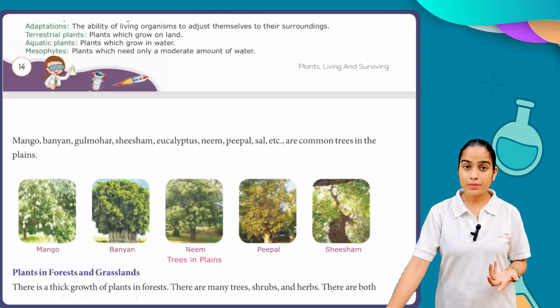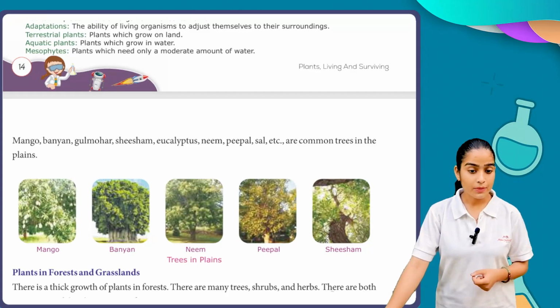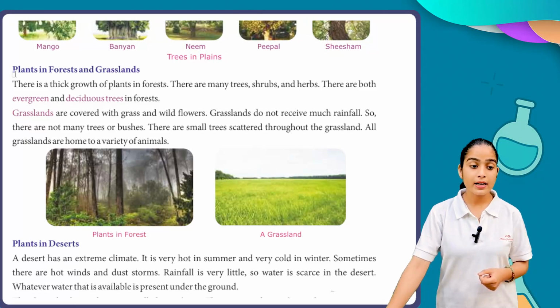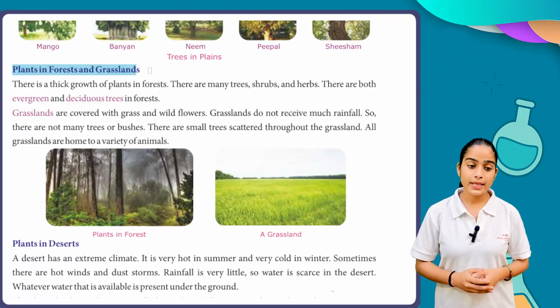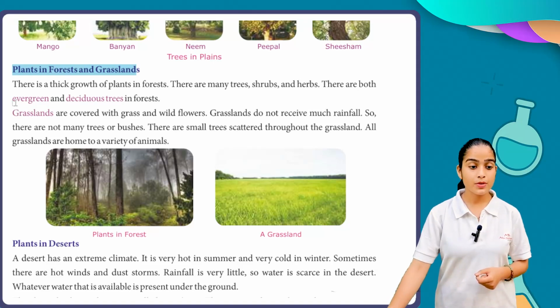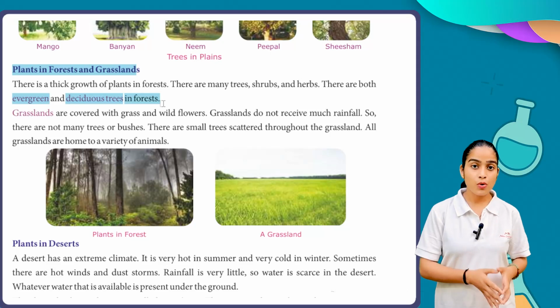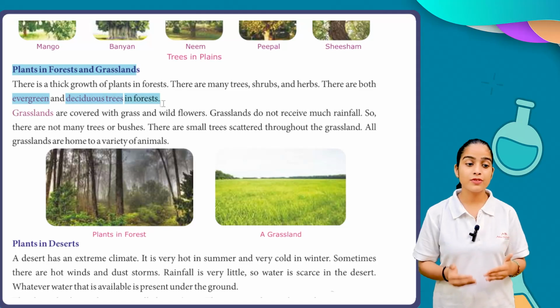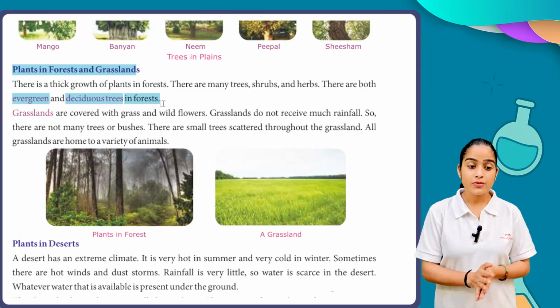Now, what examples do we have? We have mango, banyan, gulmohar, shisham, eucalyptus, neem, peepal, sal, etc. These are the common trees in the plains. Next, we have plants in forests and grasslands. There is a thick growth of plants in forests. There are many trees, shrubs and herbs. There are both evergreen and deciduous trees in forests. So those plants which survive in forests and grasslands generally have features like evergreen and deciduous trees in forests.